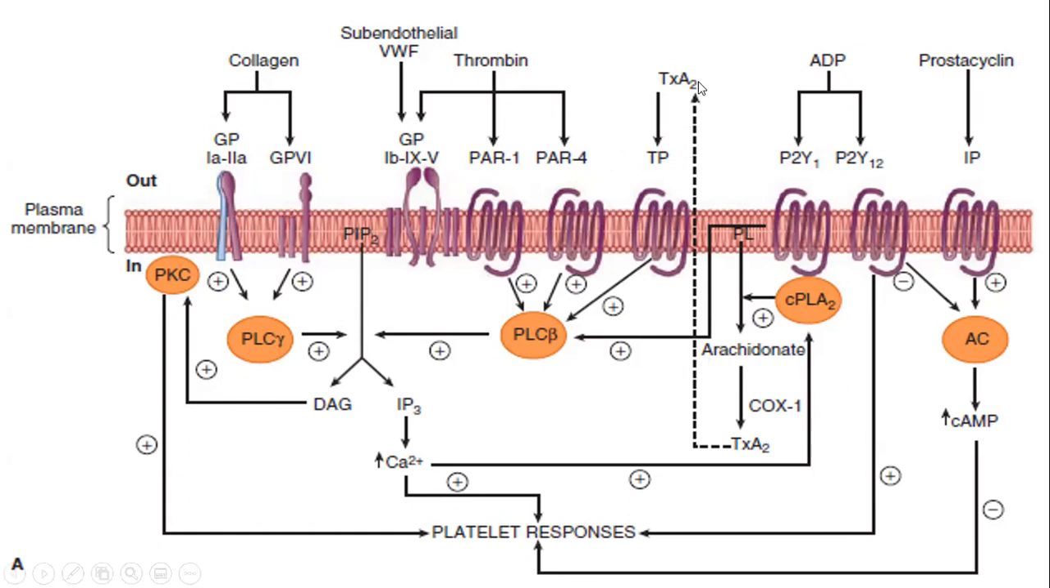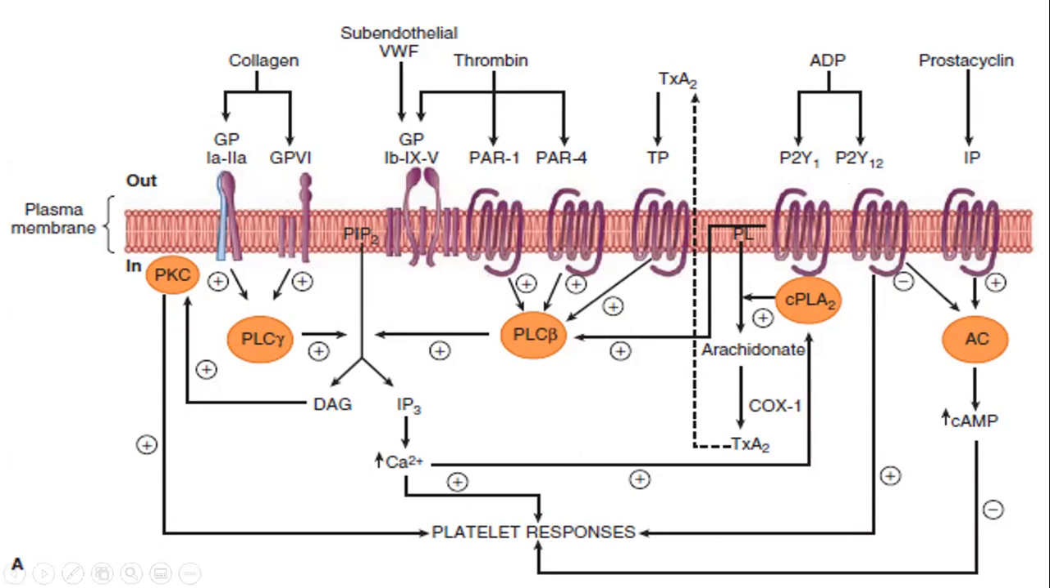Thromboxane A2 would also do the same thing. It would activate the platelet via the arachidonic acid pathway. Your ADP, or adenosine diphosphate, is an example of a purine. It would activate purinoreceptors, indicated here as your P2Y1 and P2Y12. Once activated, they can also stimulate your platelet responses.